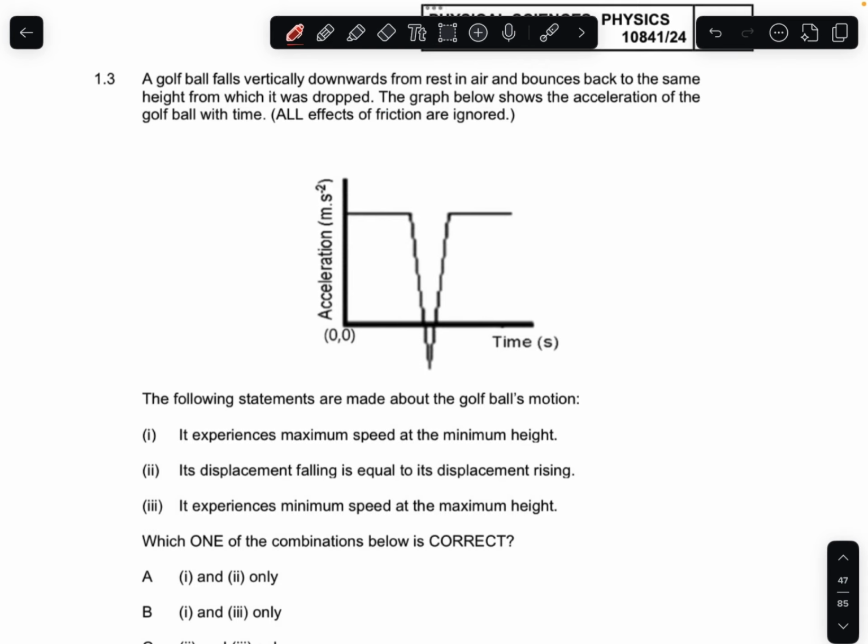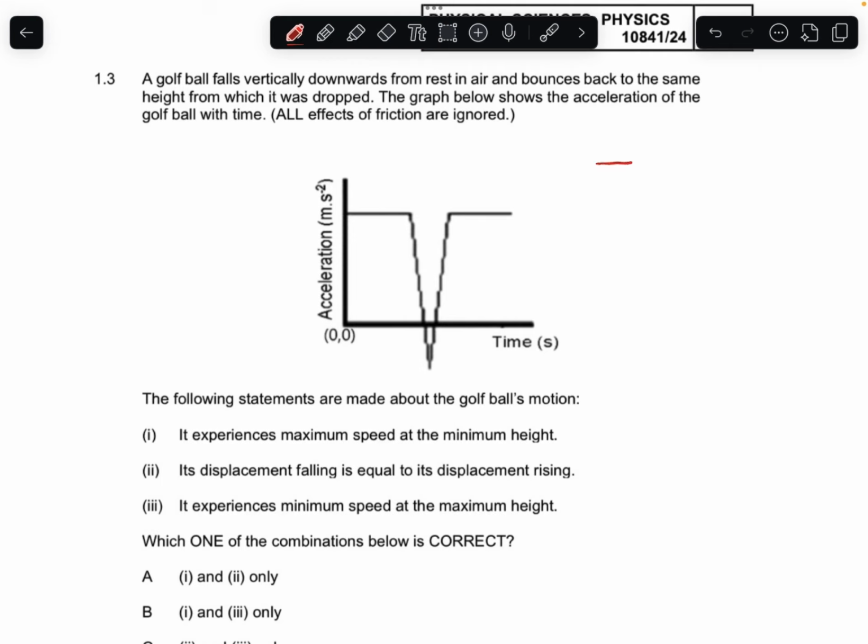Now, 1.3, it says a golf ball falls vertically downwards from rest in air and bounces up to the same height from which it was dropped. The graph below shows the acceleration of the golf ball with time. All effects of friction are ignored.